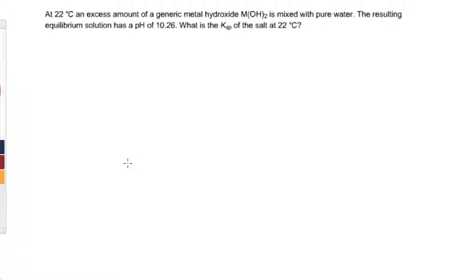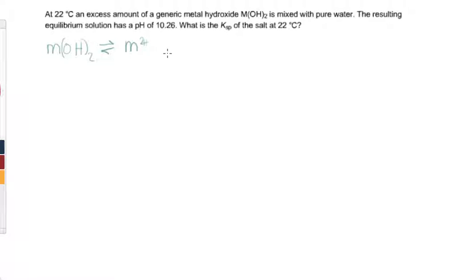Okay, so at a temperature, there's a generic metal hydroxide, and it's mixed with pure water, resulting in an equilibrium solution of pH 10.26. So let's first write down what's going on. There's a metallic hydroxide, and it's placed in water, so it's going to dissociate.